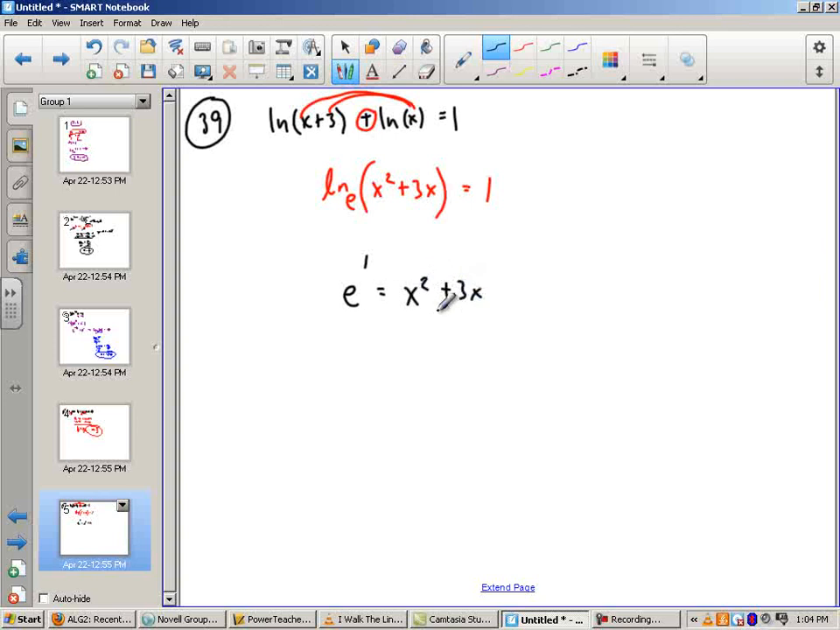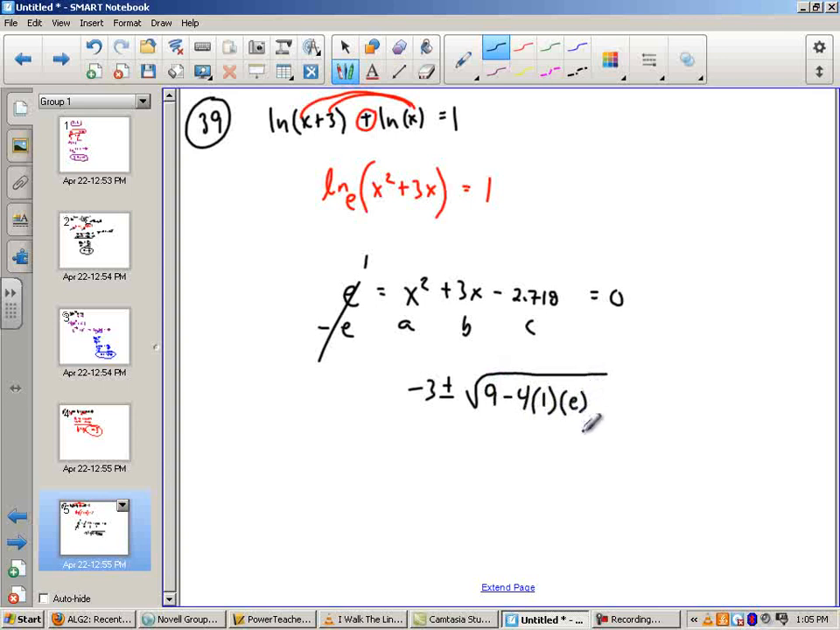Well, I have a quadratic, and quadratics need to be set equal to 0. So I'm going to subtract e, which is 2.718, and this equals 0. I'm not going to be able to factor this. I'm going to have to try and use the quadratic formula. So I've got my a, my b, and my c. I'm going to start with negative 3 plus or minus the square root. B squared would be 9 minus 4 times 1 times, and since I'm going to use my calculator for this anyway, I'm going to put an e right there, because it's really e for the c value. All over 2 times 1 is 2.